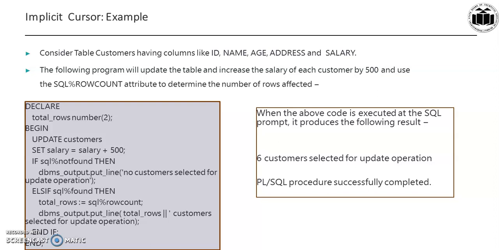So no colon-equals is required. Salary is equal to salary plus 500, and no where condition is there. That means we are going to update the salary for all customers. Now the next is if SQL%NOTFOUND, meaning no data is getting affected or updated, then the message will be 'No customer selected for update operation'. If it is true, ELSIF, here we check for another condition, SQL%FOUND. Then the next is total_rows := SQL%ROWCOUNT.